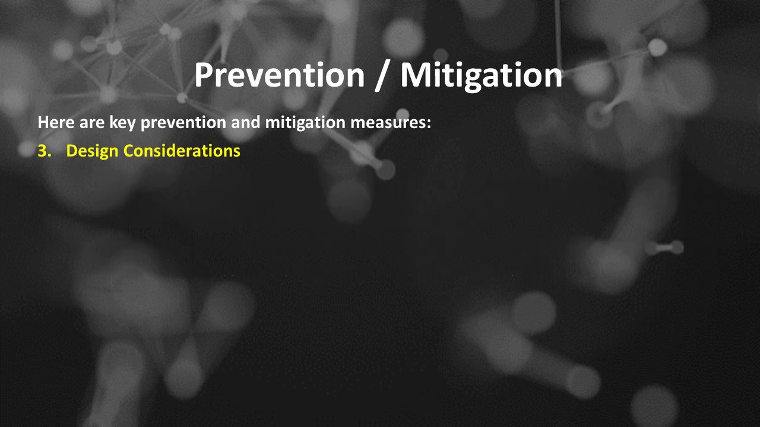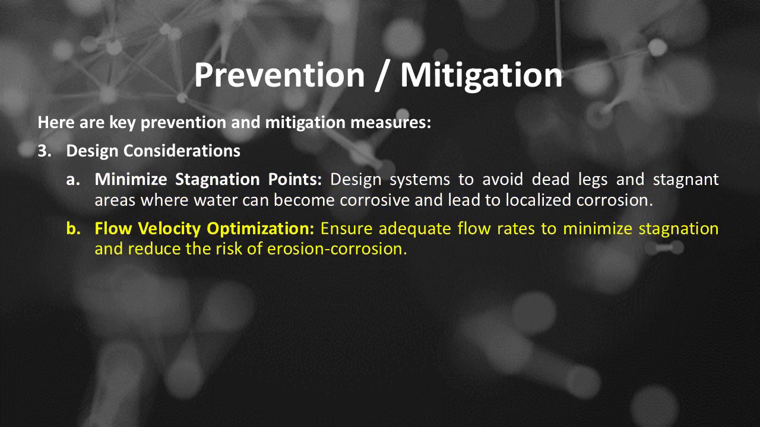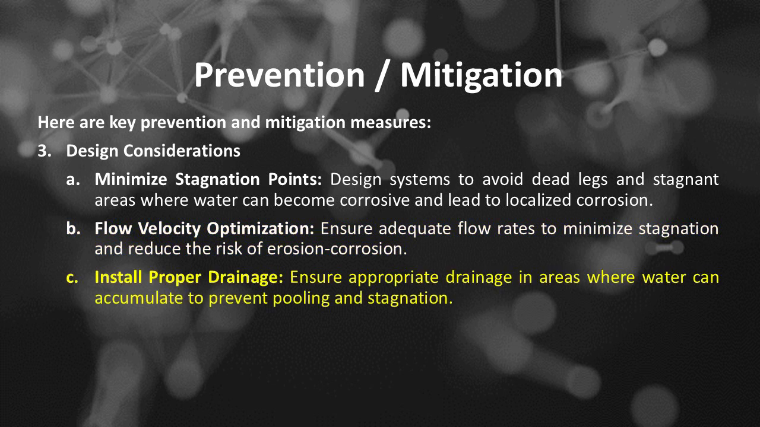Number 3 of the key prevention and mitigation measures is design considerations. Number A, of the design considerations is minimize stagnation points. Design systems to avoid dead legs and stagnant areas where water can become corrosive and lead to localized corrosion. Number B, of the design considerations is flow velocity optimization. Ensure adequate flow rates to minimize stagnation and reduce the risk of erosion corrosion. Number C, of the design considerations is install proper drainage. Ensure appropriate drainage in areas where water can accumulate to prevent pooling and stagnation.